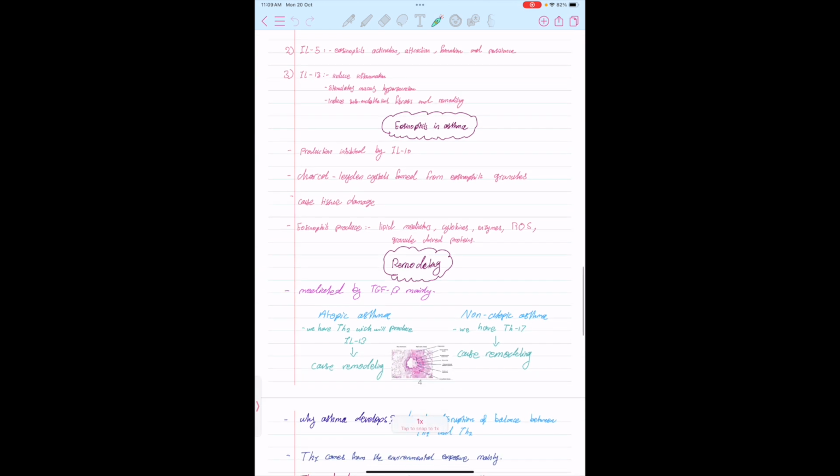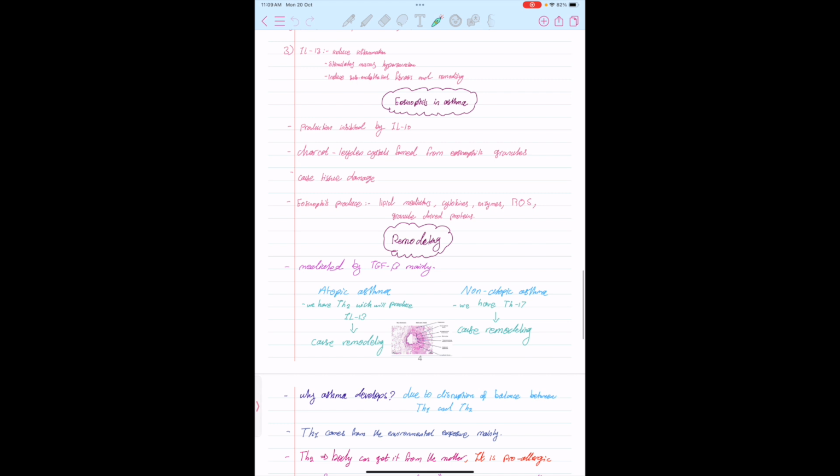So this one is responsible mainly for remodeling. Moving forward to the eosinophils in asthma, their production is inhibited by interleukin 10, the brakes, if you remember. We have also something special in asthma made by eosinophils, which is the Charcot-Leyden crystals formed from eosinophil granules.